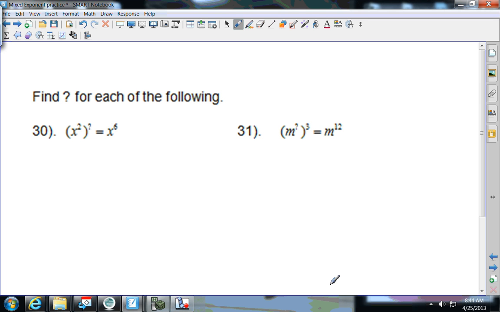All right, here's the next ones. Now, you're trying to figure out what the question mark is in each one of these. See, like here, this is a power to a power. So remember, you have to multiply these to get this. So 2 times what is 6? 2 times 3. So your answer right here, this would be a 3. So what would you do in number 31? It's a power to a power, so you have to multiply. What times 3 gives you 12? Well, in this case, this would be a 4. Your answer to 31 would be 4.